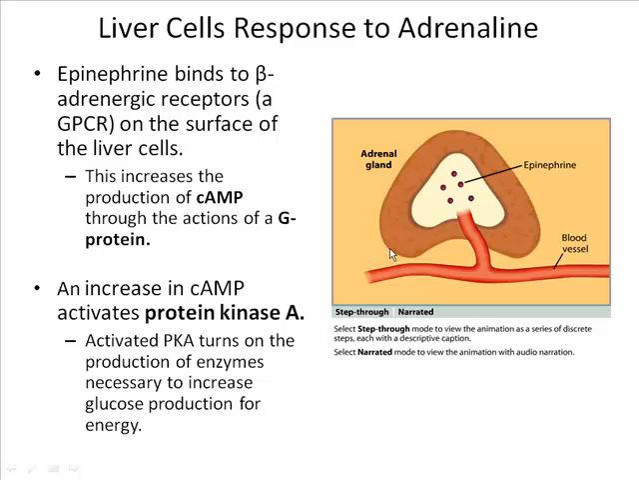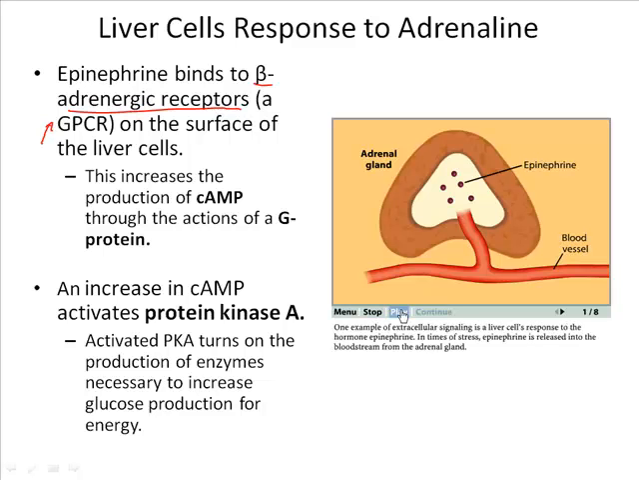Now, as I told you in the previous slide, epinephrine binds to a specific type of receptor on the surface of liver cells called beta-adrenergic receptors. Now, this is a G protein coupled receptor. It's located on the surface of liver cells. So now let's watch what happens once a receptor is bound. So let's do the step through here.